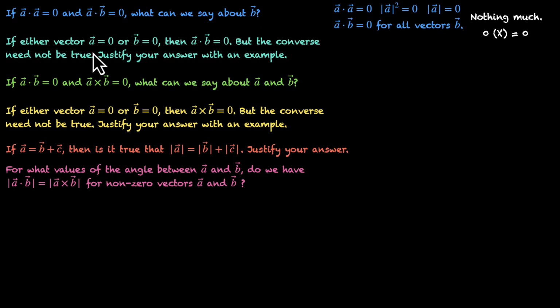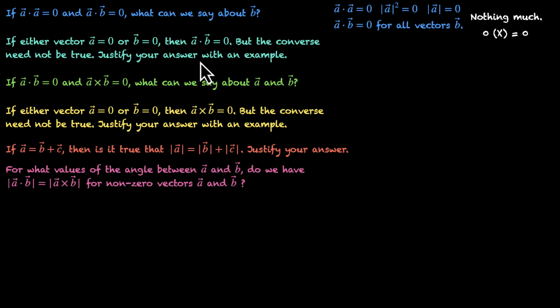If either vector a equals 0 or b equals 0, then a dot b equals 0. That makes sense. If either vector a equals 0 or b equals 0, then their dot product is 0. If you have 0 vectors, then their magnitude is 0, and if you take the dot product, you'll get 0. But the converse need not be true. Justify your answer with an example. So let's think about it. What this is saying is, if you have one of them as a 0 vector, then the dot product is 0. But if you have a dot product equal to 0, then this may or may not be true. The converse need not be true.